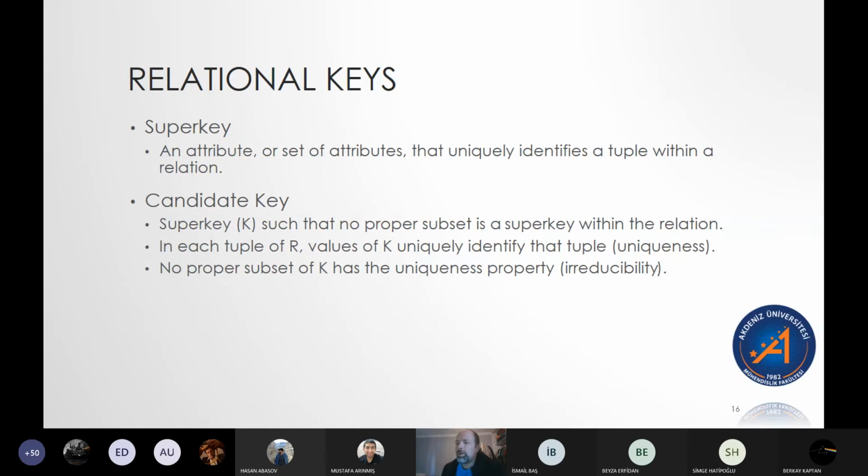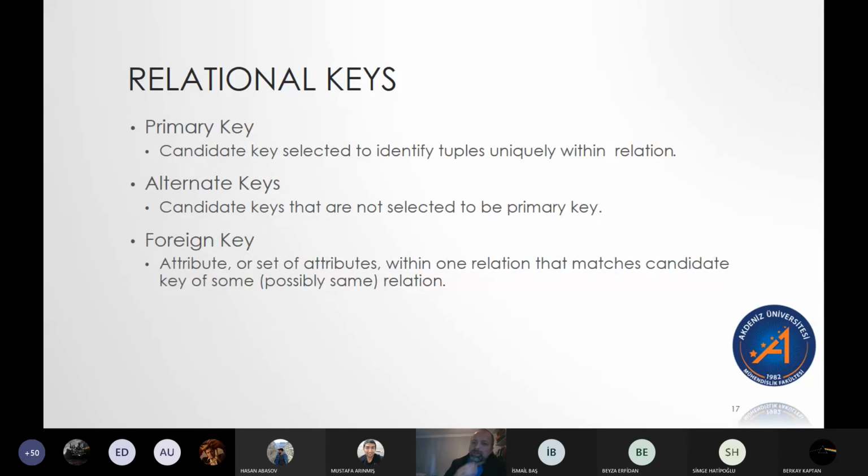Now, sometimes we may end up with more than one candidate key. We may have more than one set of attributes that uniquely identify each row, and none of them has a subset that uniquely identifies the row. But we need to choose one. So that's where we get into the concept of the primary key. If we have a candidate key that we select, then we give it a special name called the primary key.